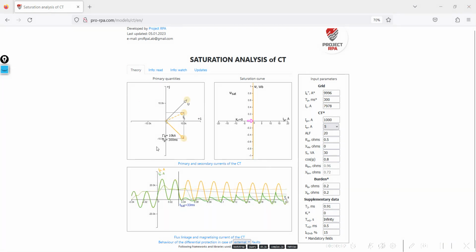But how do we get from the phasor diagram to the sine wave forms? And how can we understand what phasor position results in the largest DC offset? For this purpose, we can imagine that the saturation curve isn't there, as well as all these values, and use this diagram for the graphical explanation.